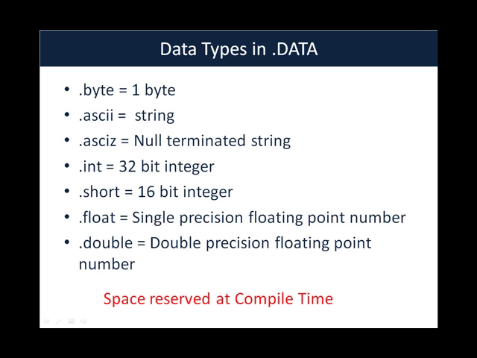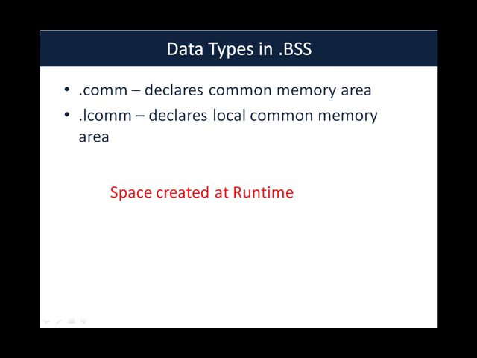Many of these data types are almost exactly as in the C language. The important thing to note is that the space for these data types, when they are defined, is reserved at compile time itself. We'll get into a small demo of how to explore the variables created using these data types in assembly language. Before that, let's quickly look at the data types which can be defined in the .bss segment.